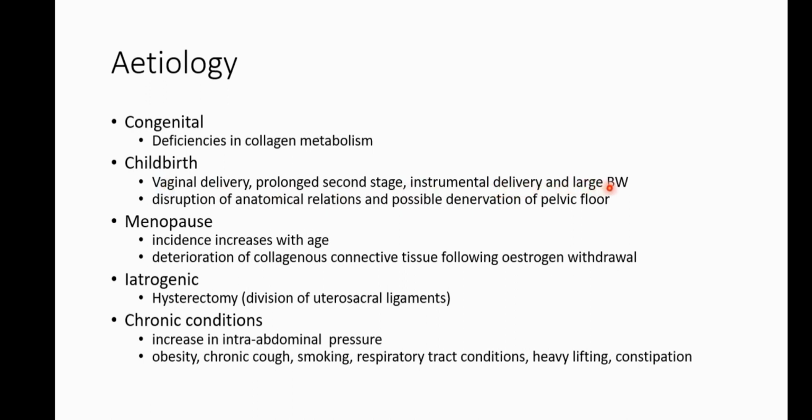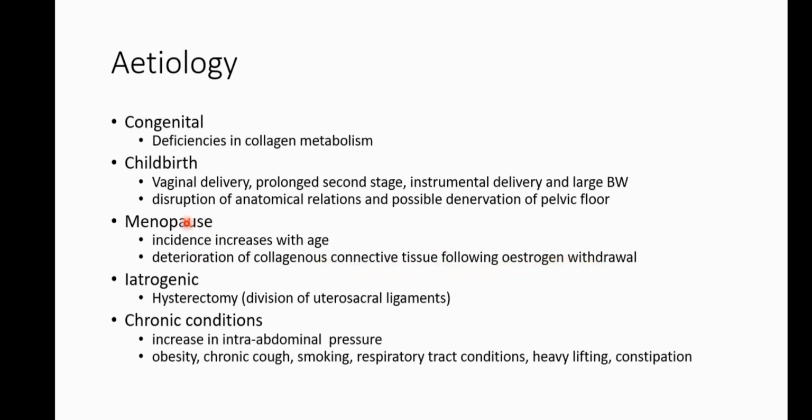And also when there is some disruption of the normal pelvic floor, or there is possible denervation, and these all are seen in case of the prolonged second stage of labor, when there is damage to the perineum. It is menopause. Why? Because there is loss of estrogen, and ultimately collagenous tissue is deteriorated, and withdrawal of estrogen leads to a lack of support of the tissues and also the connective tissue.